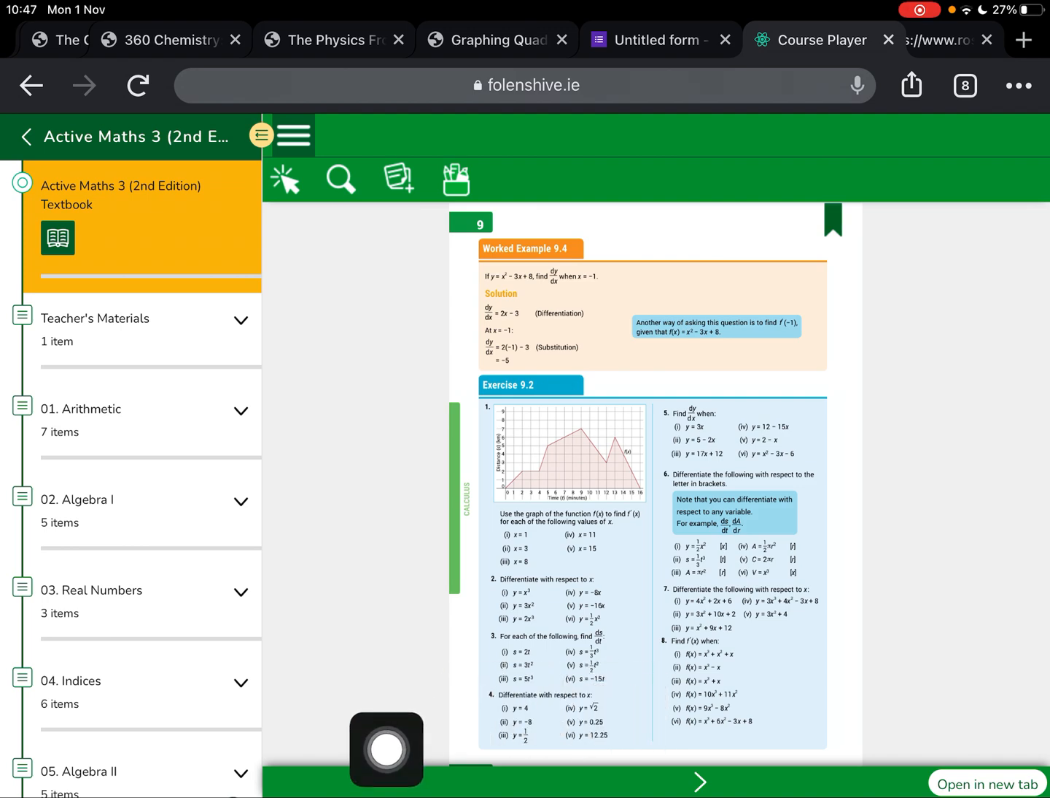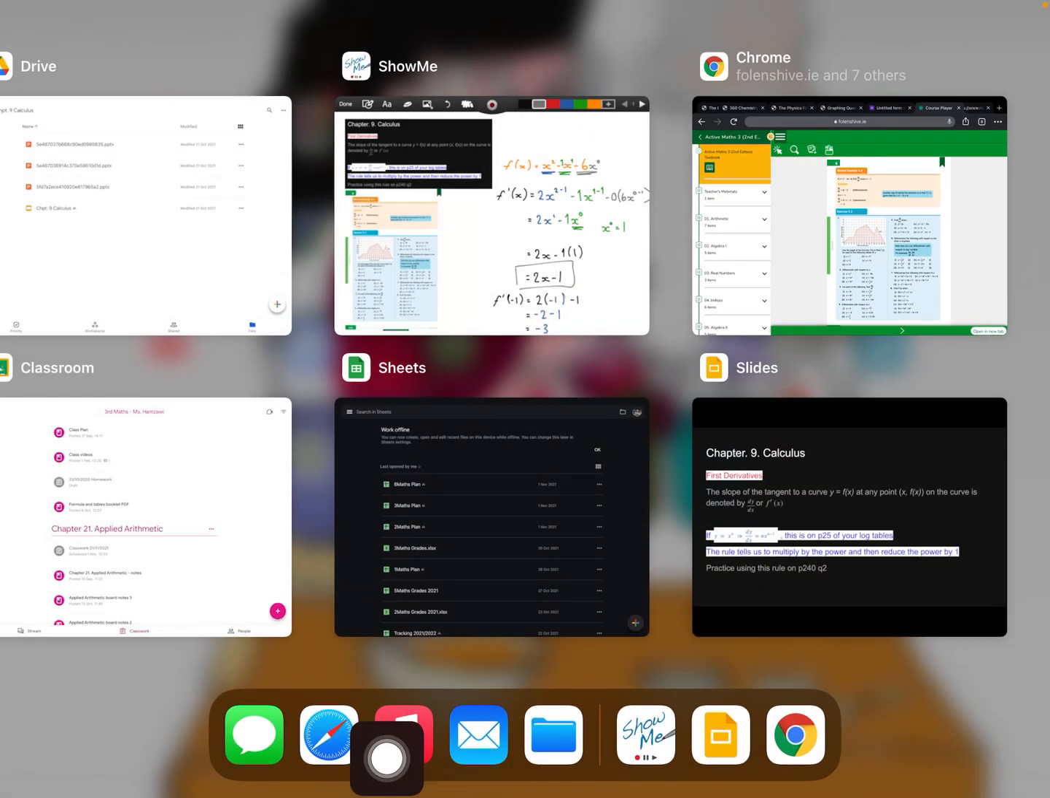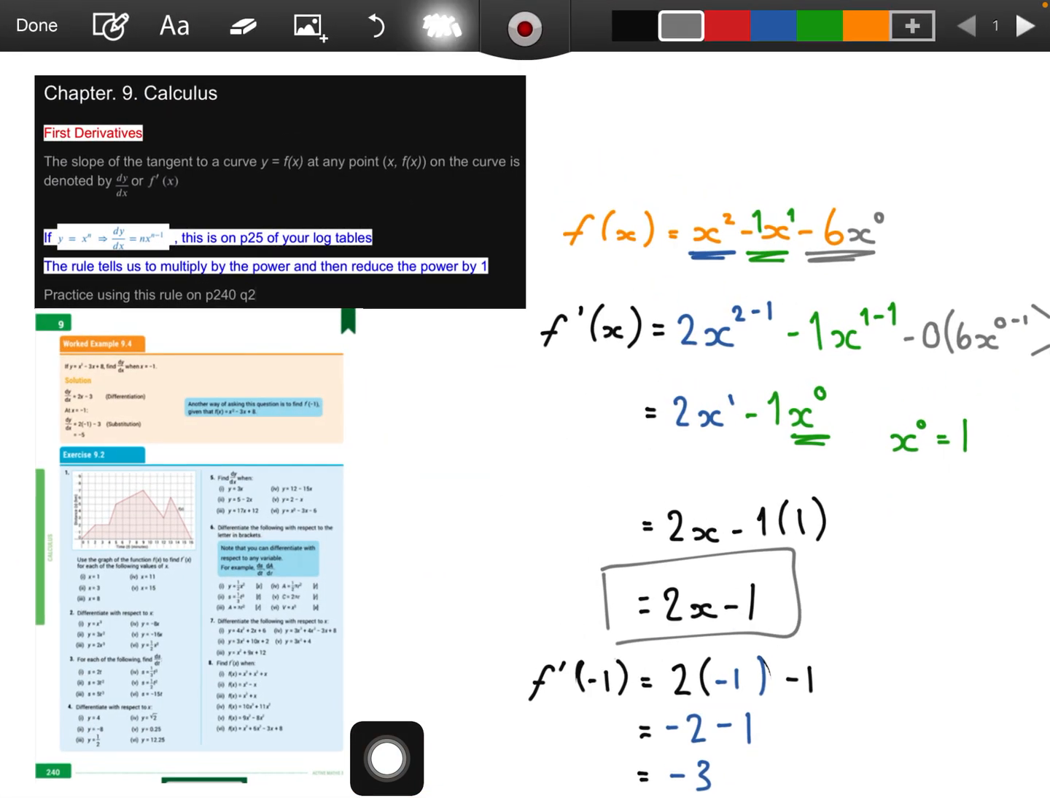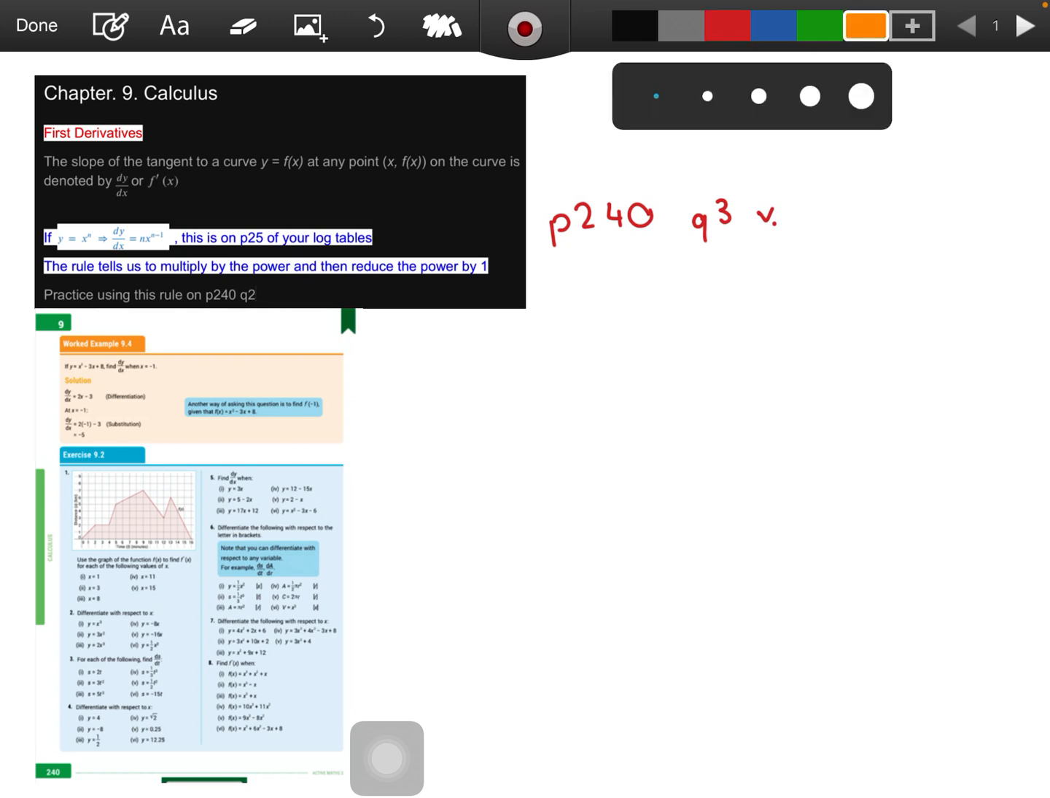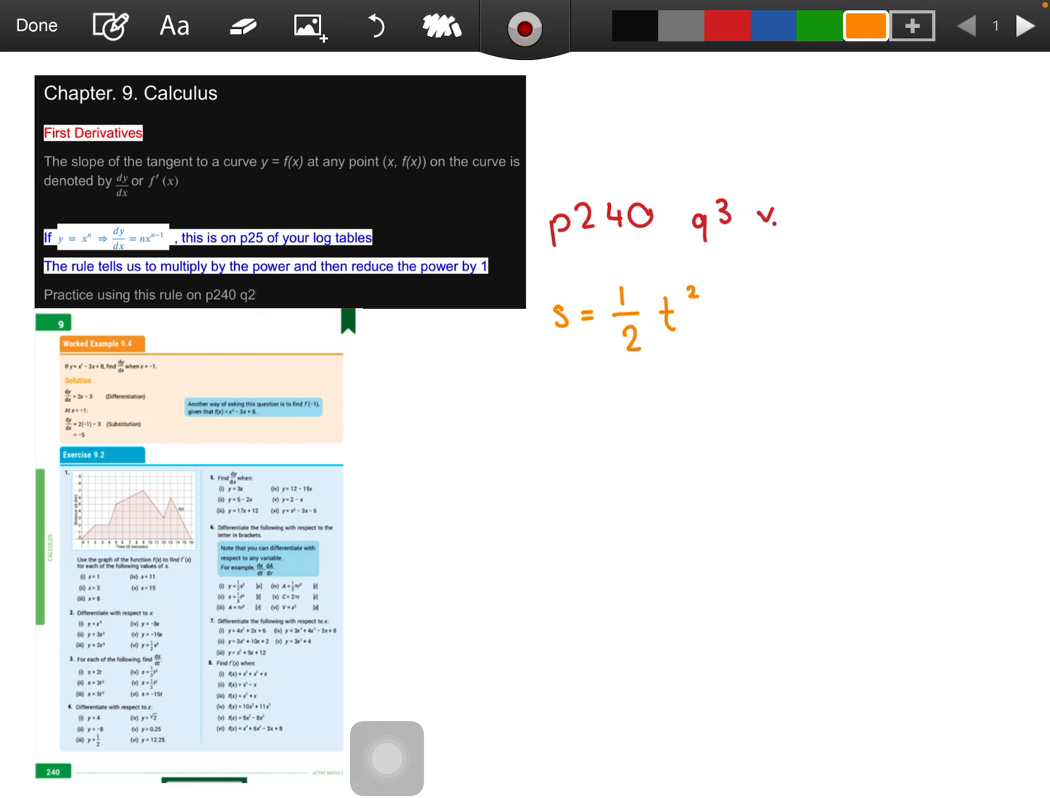Okay, so just to help us, I'll do question 3 part 5 on page 240. Can you try this yourself first, just to see how you're getting on? It said s is equal to 1/2 t squared, and it wants us to find ds dt.